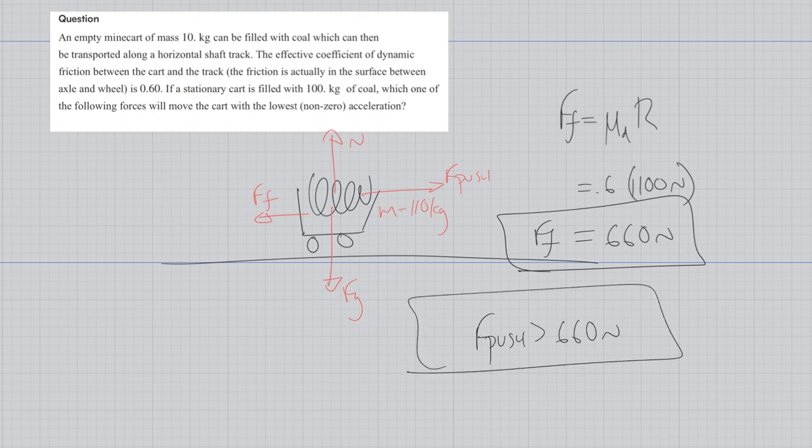If it's less than that, it's not going to accelerate forwards. It's going to accelerate backwards and actually slow down. If it's equal to that, it's just going to move at a constant velocity. So I need to find an answer that is greater than 660 newtons based on the answers provided.